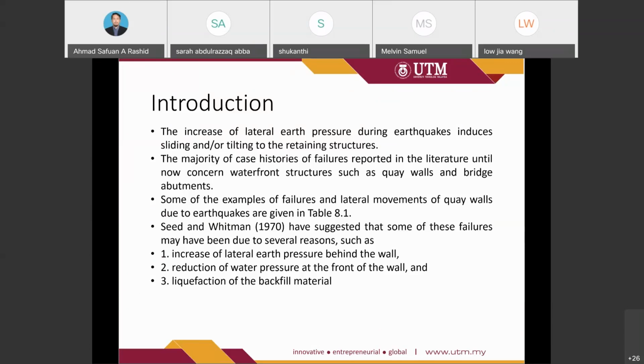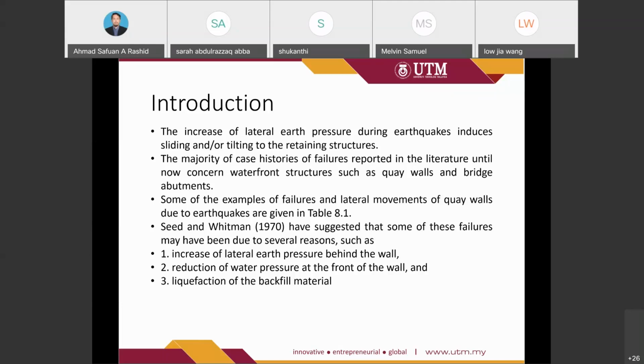Okay. But definitely, we still need to rely on the static lateral earth pressure theory, which is based on Coulomb or Rankine, because several researchers have improvised. Okay, we may use the first approach by Okabe, and the second approach based on the Kuhlmann methods. Okay. So the increase of lateral earth pressure during an earthquake induces sliding and or tilting to the retaining structure.